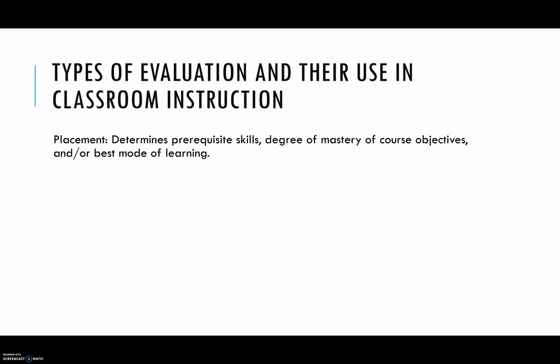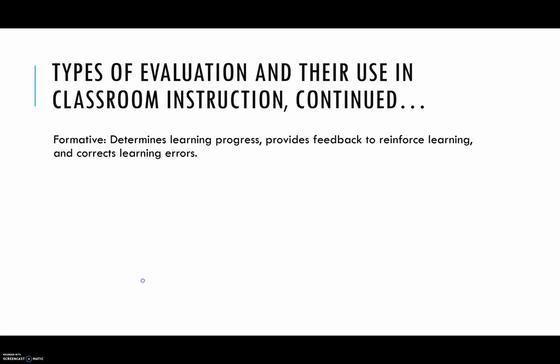Now we want to look at types of evaluation and their uses in the classroom. We have 4 of these. The first is placement. Placement evaluation determines prerequisite skills, degree of mastery of course objectives, and/or the best mode of learning. You may be in a situation where you already know the material. You shouldn't even be placed in that setting. Or there's a situation where you do not even understand the language. You have to be placed elsewhere to get up to speed to be able to be placed in that class.